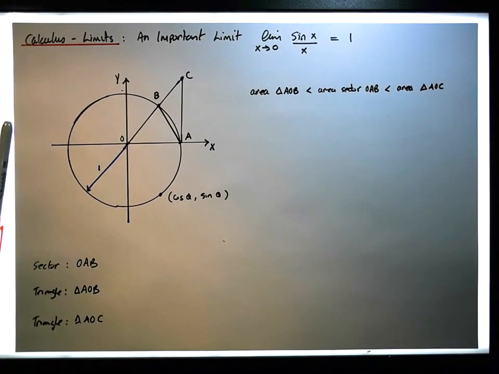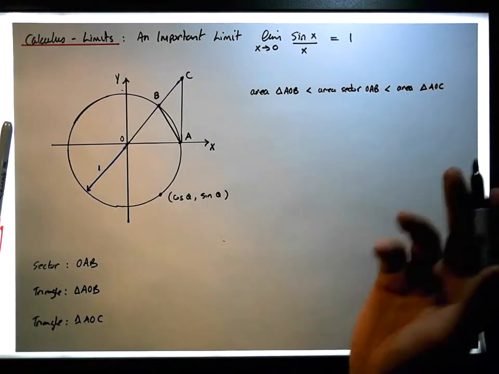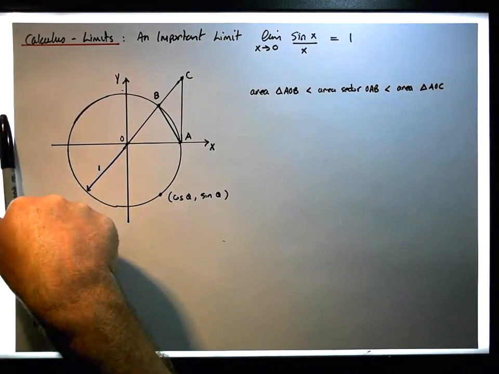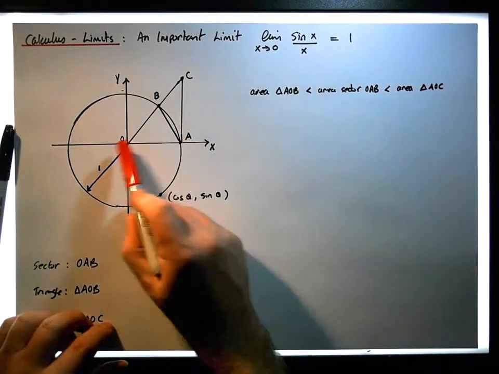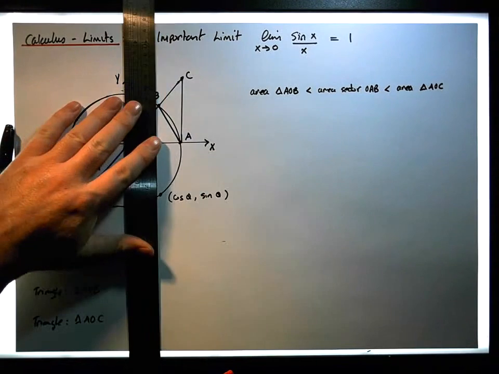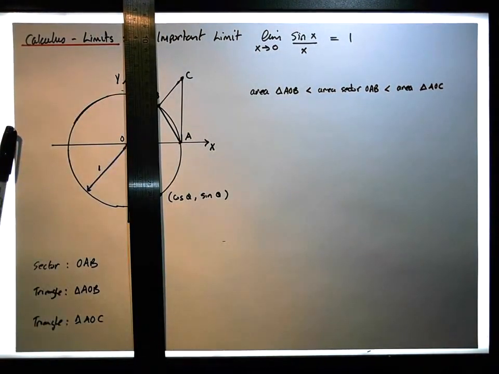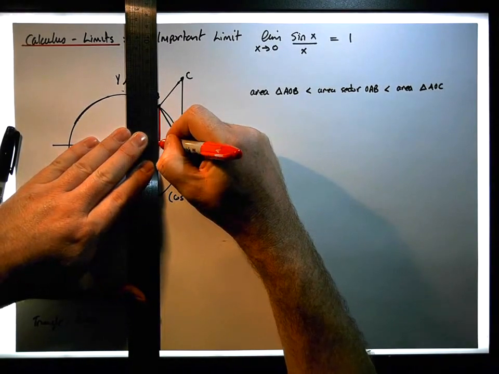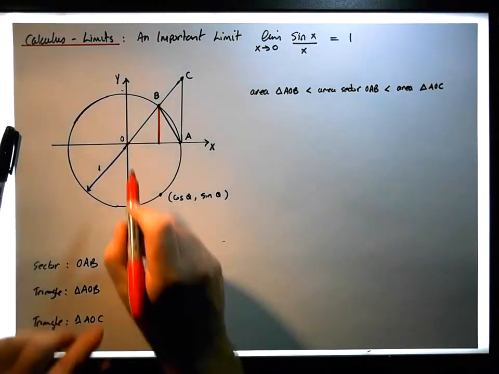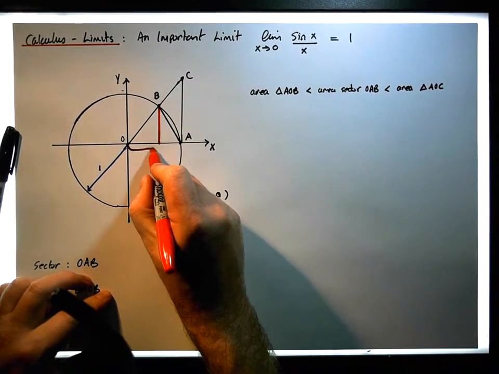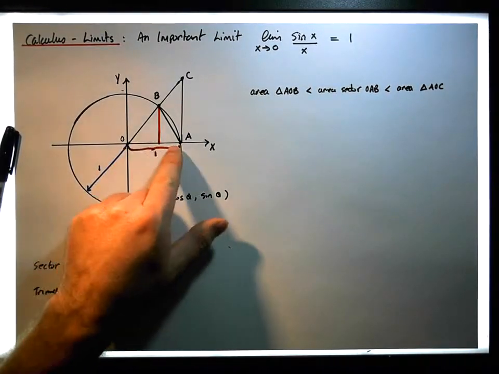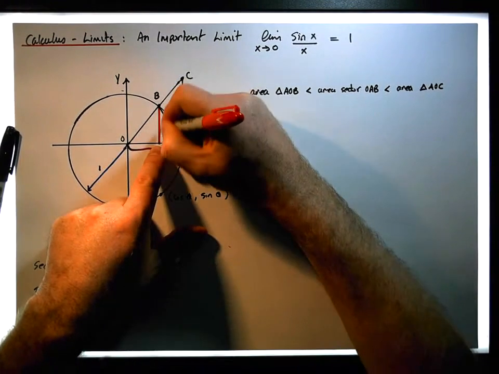Just keep in mind that, by definition, the area of a triangle is half its base times its perpendicular height. So let's have a look at the triangle AOB. If we knew this perpendicular height, this red height, we know what the base is. We know that this particular length here is 1 unit. So it would be half times 1 times this perpendicular height.